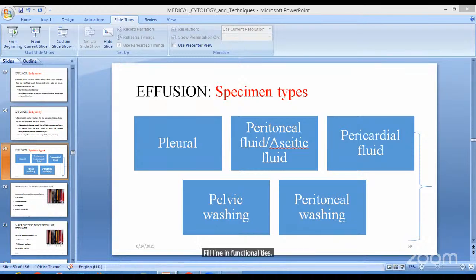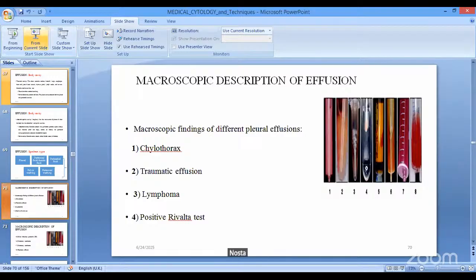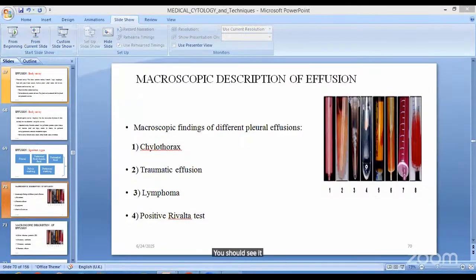Number six, you see the color. Oh, not yellow, not chocolate. Can you see it now? No, it has not changed. No, sir. Yeah. You should see it. Yes.